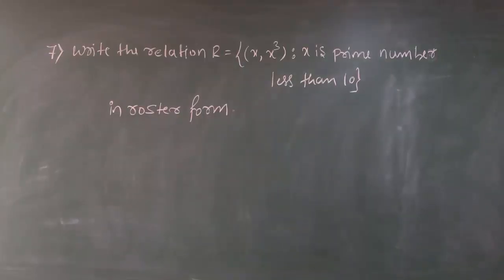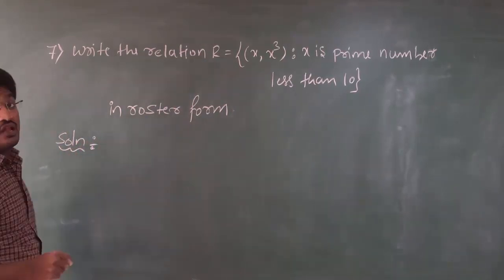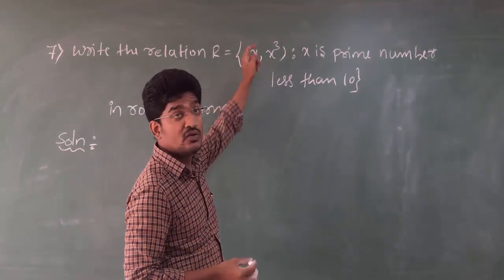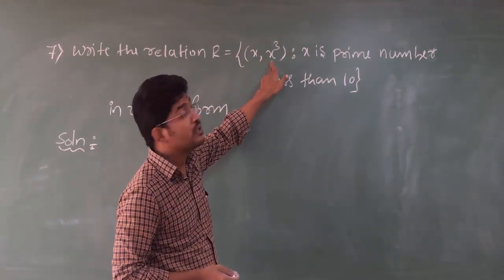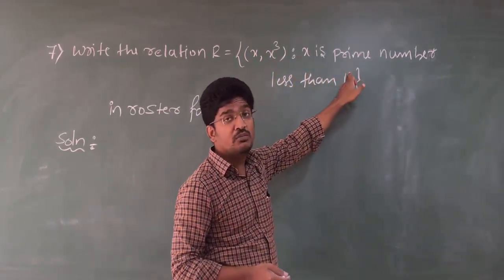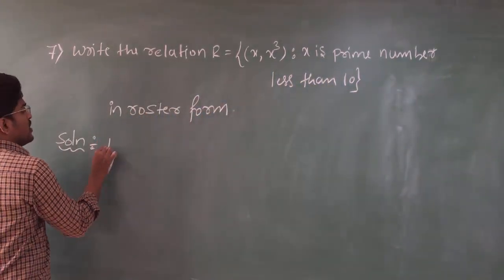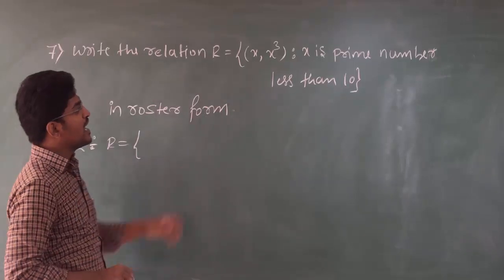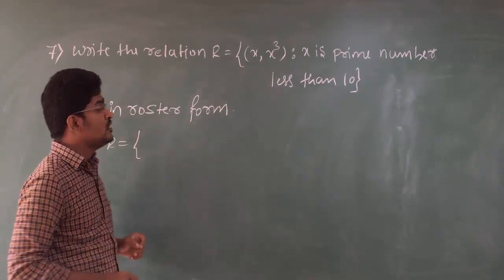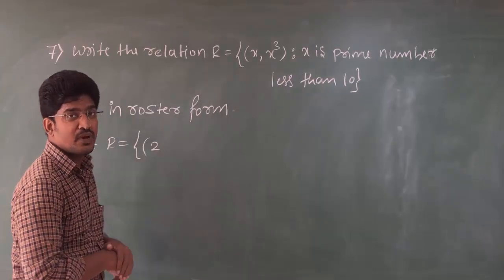Okay students, so now, if I go on writing the relation R of question number 7, what have they defined? R equals {(x, x cube)} such that x is a prime number lesser than 10. No problem. So if I want to write R in roster form, I have to choose x as a prime number lesser than 10. First I can take the prime number 2, because 2 is a prime number.